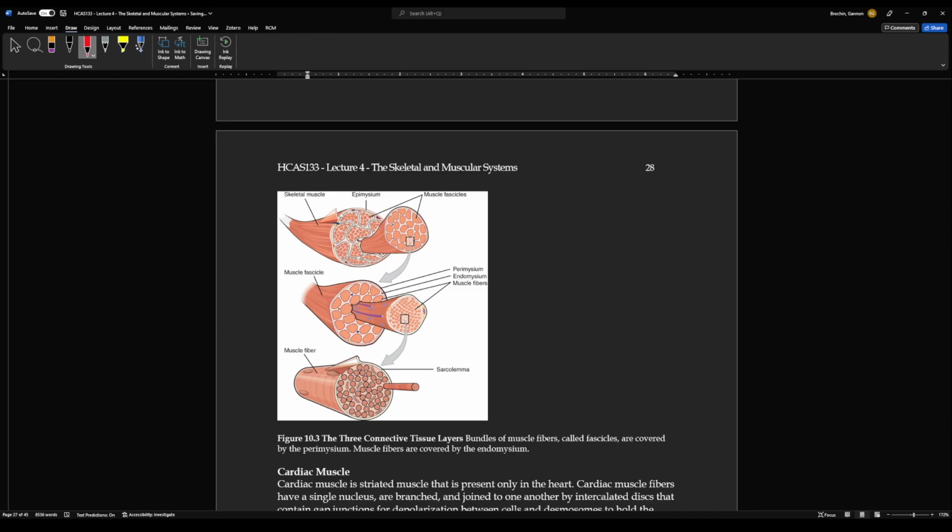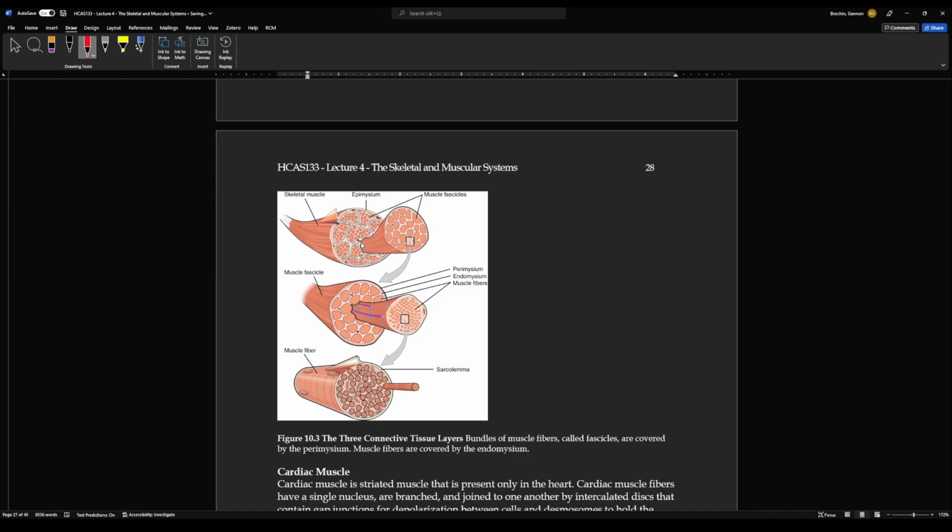Then the muscle is further subdivided into something called a fascicle. Fascicles are bundles of individual muscle fibers, okay? This is surrounded by the perimysium. And within each individual muscle fascicle are our individual muscle fibers, which are surrounded by endomysium.